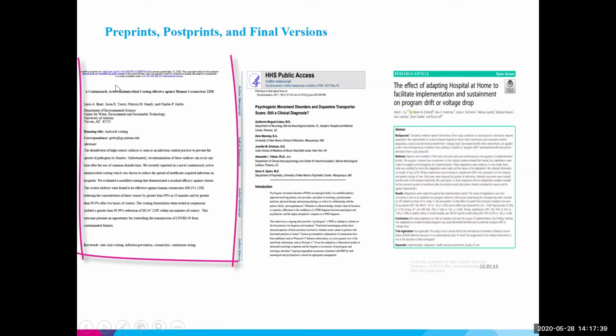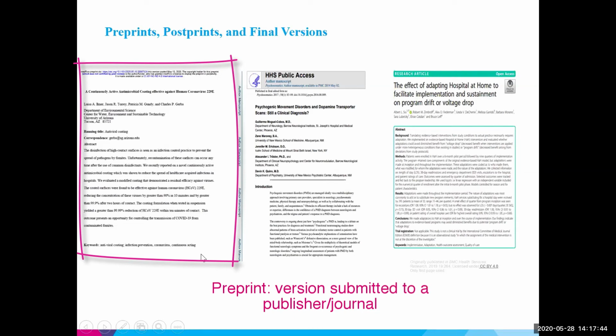So a preprint, which is the one all the way on the left, once again, is the version of an article that is submitted to a journal. So it hasn't been accepted yet. It hasn't been put through the peer review process. It hasn't been copy edited. It doesn't have the formatting on it. It looks a whole lot like a Word document, doesn't it? That's because it is, or whatever word processor you use. This is basically the version that you submit to a journal and you hope they're going to accept it.